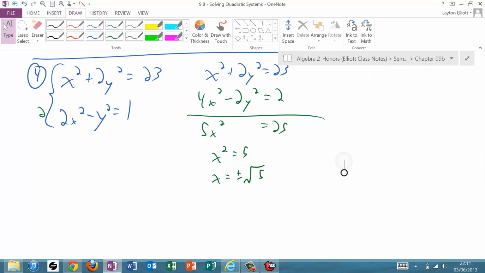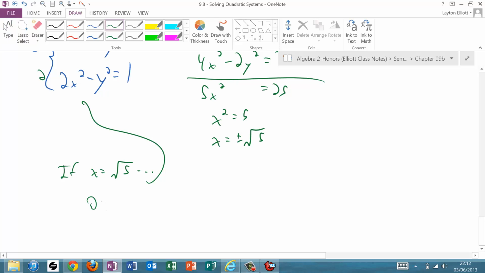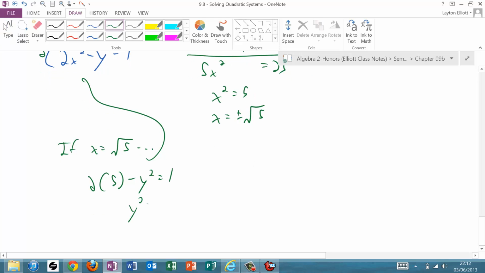Okay, well, now we're going to say if x is equal to root 5, let's plug it back into one of the original ones. Let's just go in the second one. I'd have 2 times 5 minus y squared is equal to 1, or y squared is equal to 9, or y is equal to plus or minus root 3. Now, if x equals root 5, y is equal to plus or minus root 3. If x equals negative root 5, I can also follow the same process and still get y is equal to plus or minus root 3.